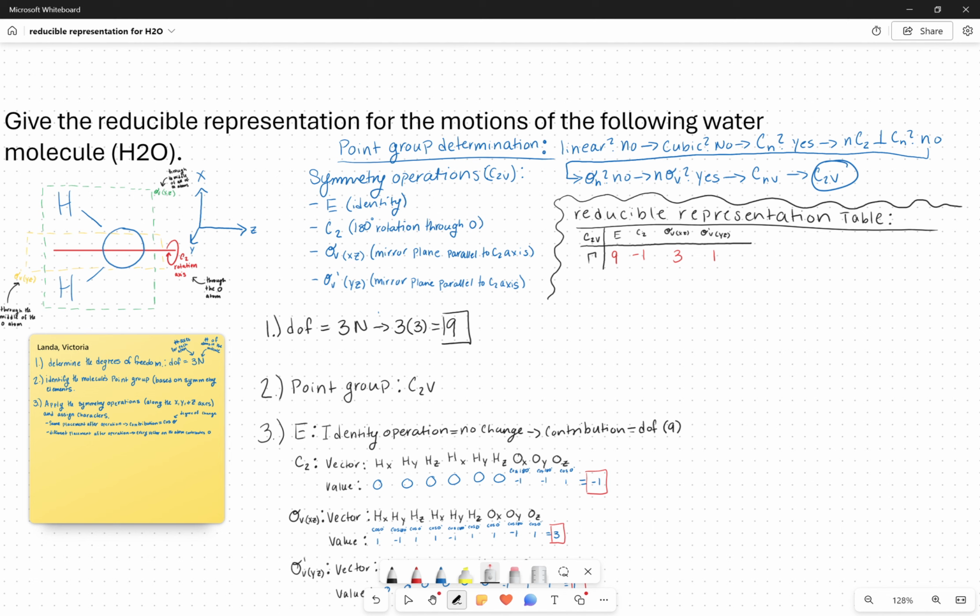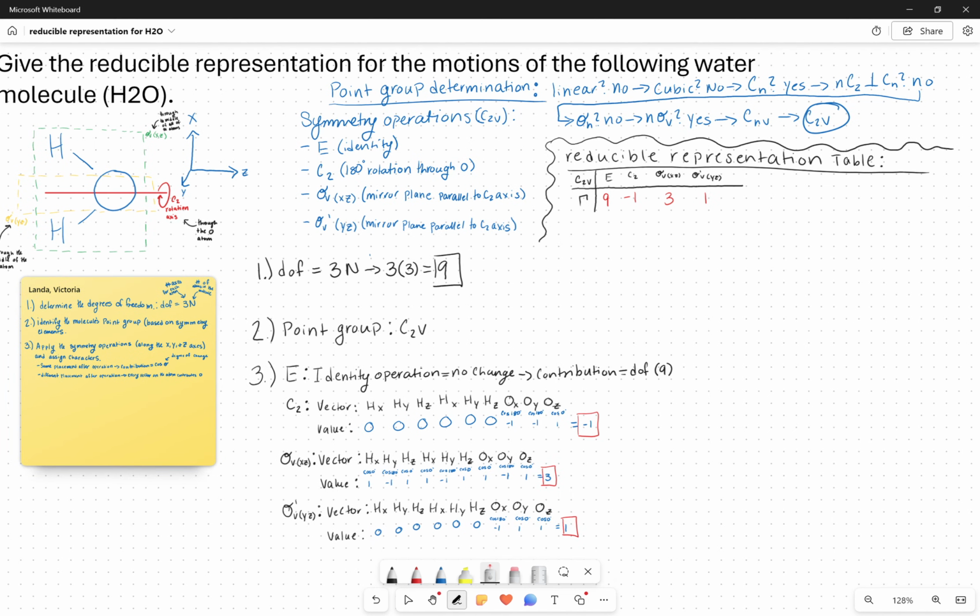So then we look at, are there nC2 axes perpendicular to Cn? No, we don't have that. So then we have to ask ourselves if we have horizontal mirror planes, or sigma h. In this case we don't, but we do have vertical mirror planes. This tells us that our point group is Cnv, and because we know that the C2 rotation axis will rotate 180 degrees each time to get back to the original positioning, we know that our point group is C2v.